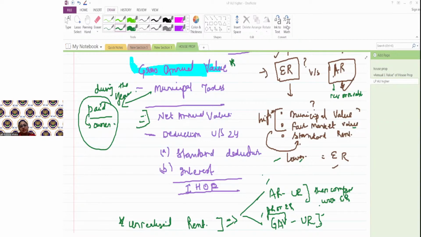Vishali, we are not on vacancy right now. We are picking up a situation to understand income from house property from the perspective of a let out property which is let out during the year.